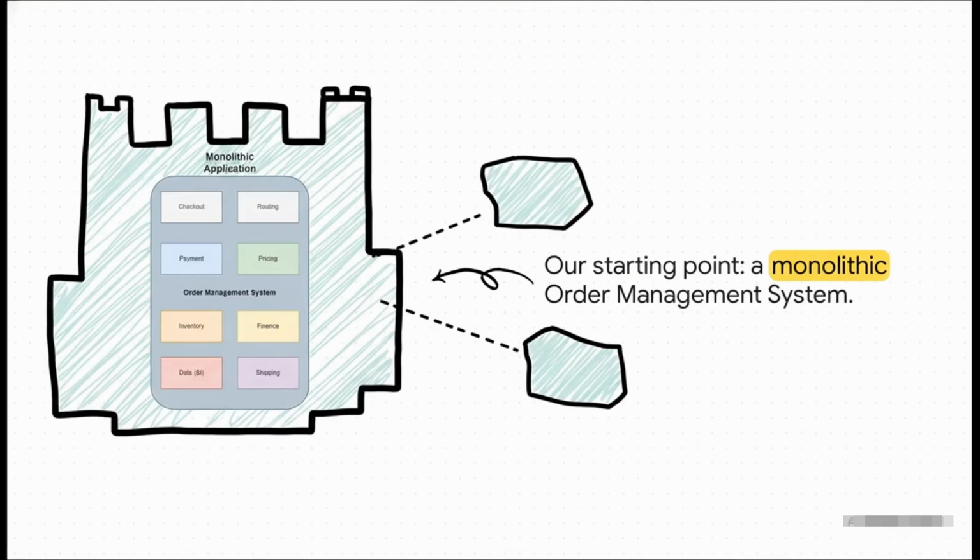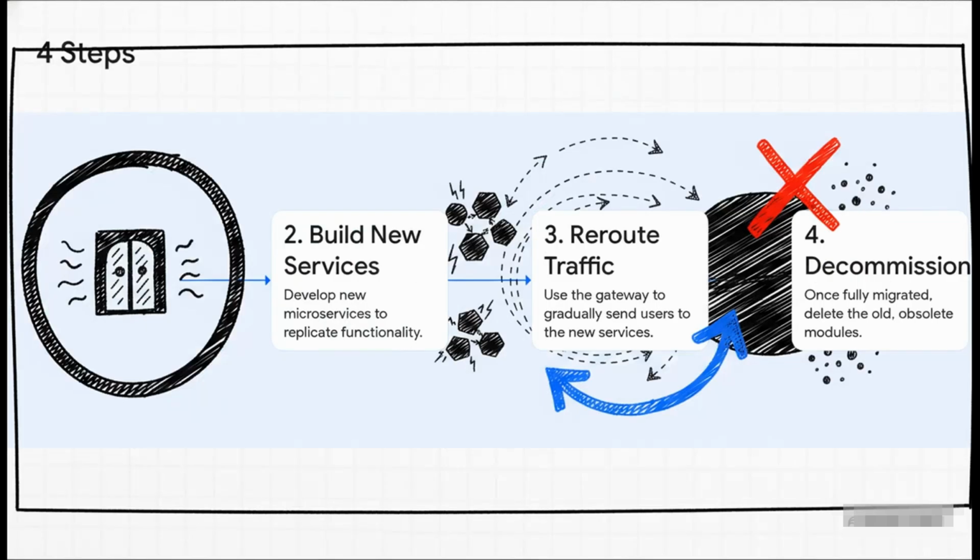So here's our patient, a big old monolithic order management system. You see how all those different functions, checkout, payment, inventory, they're all tangled up together inside one single application. Our mission, should we choose to accept it, is to carve out the checkout and payment parts and transform them into brand new independent microservices. And it really comes down to these 4 big steps.